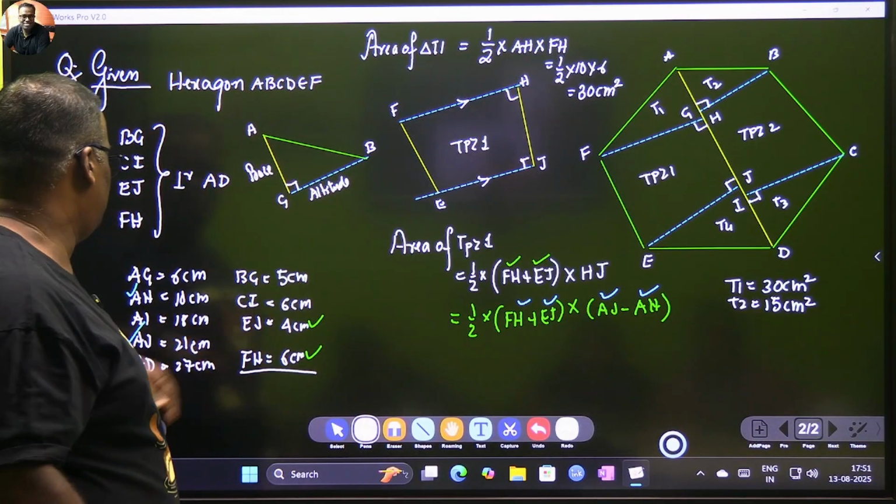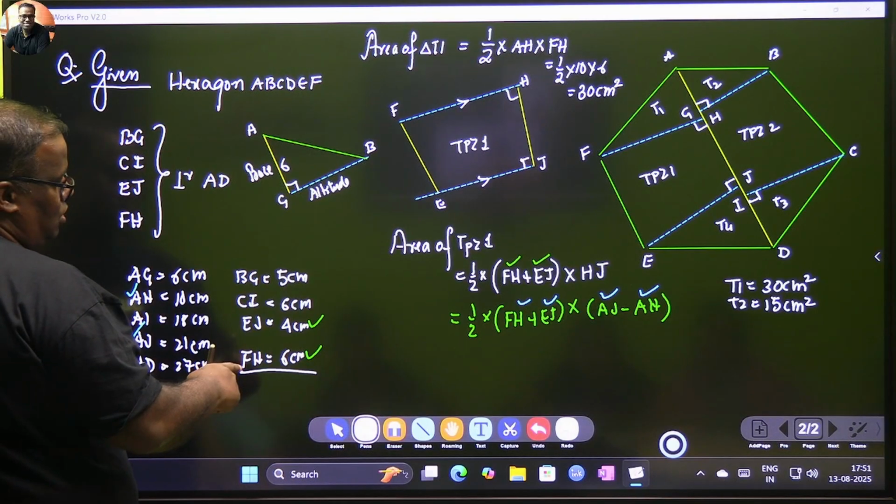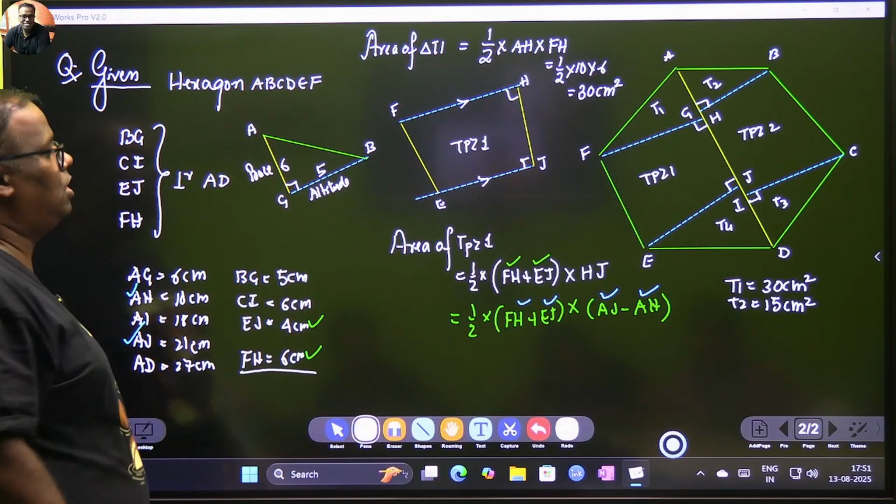The measurement of AG is given to you. AG, this is 6. And what is the altitude? GB, BG. Okay, this is 5. So half into 6 is 3, 3 into 5 is 15.